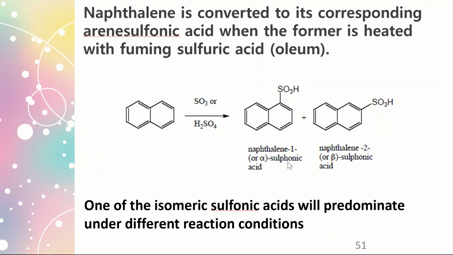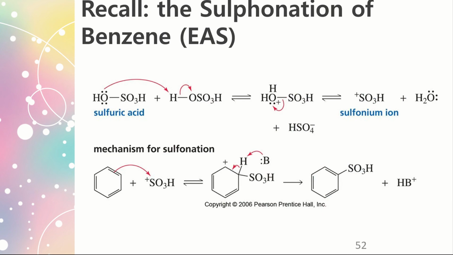F versus pH. So one of the isomeric sulfonic acids will predominate under different conditions, right? In the presence of oleum or sulfuric acid and naphthalene, you will get either the 1 sulfonic acid or the 2 sulfonic acid. And so based on the conditions, we get either the kinetic or the thermodynamic product.